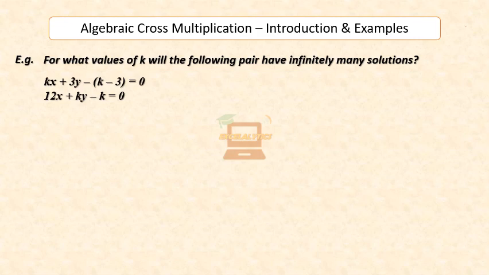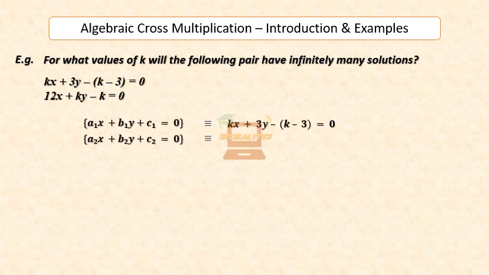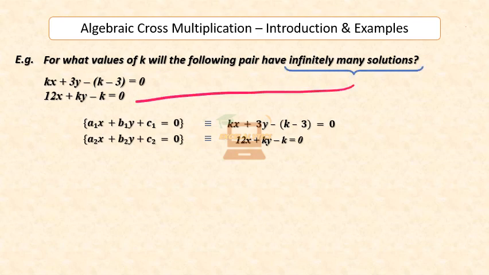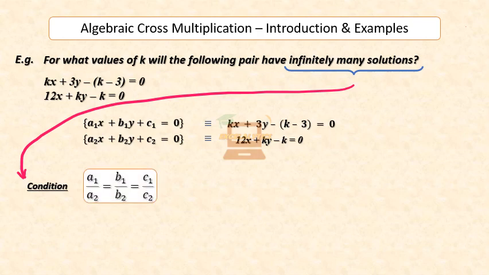For which values of k does the pair of equations given below have infinitely many solutions? Let us now see the solution. Comparing with the standard form of equations, that is, a times x plus b times y plus c equals 0, we get the values of the coefficients a1, a2, b1, b2, c1 and c2. Now, for the given pair of equations, the condition for them to have infinitely many solutions is a1 by a2 equals b1 by b2 equals c1 by c2. In our case, this corresponds to k by 12 equals 3 by k equals minus of (k minus 3) by minus of k.